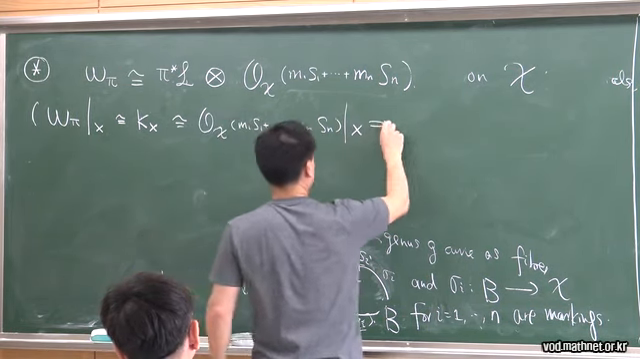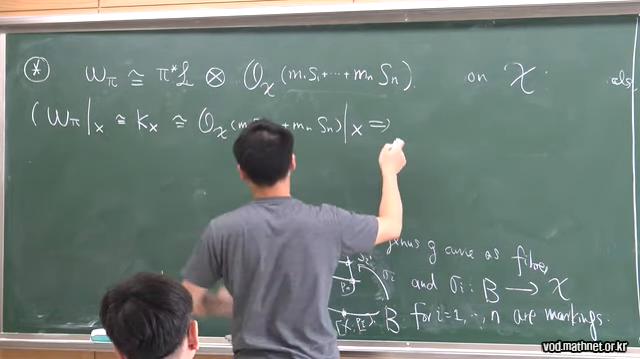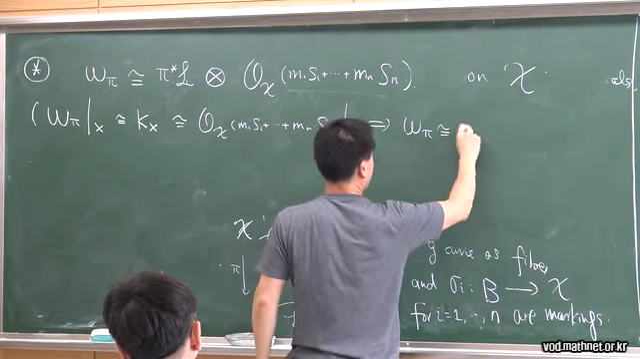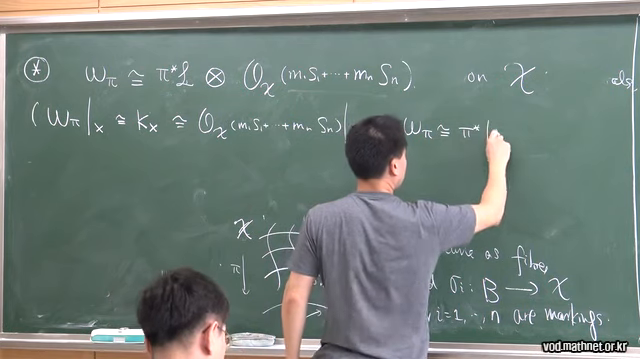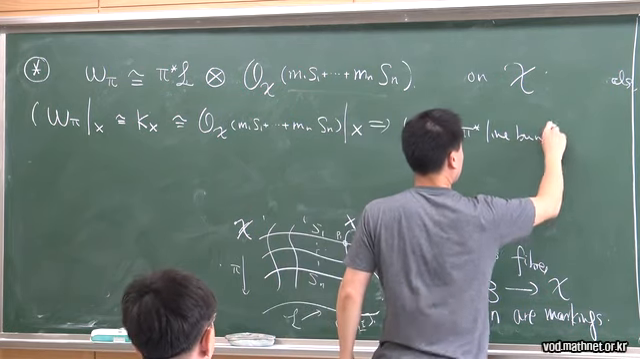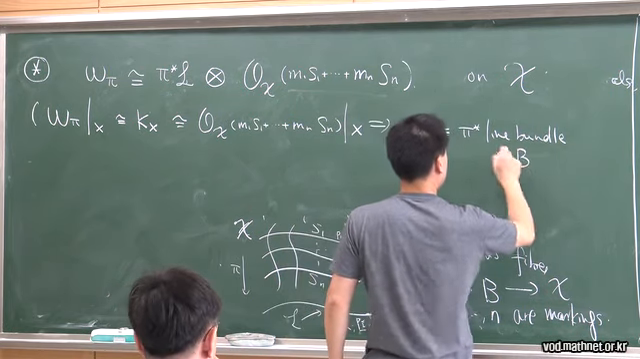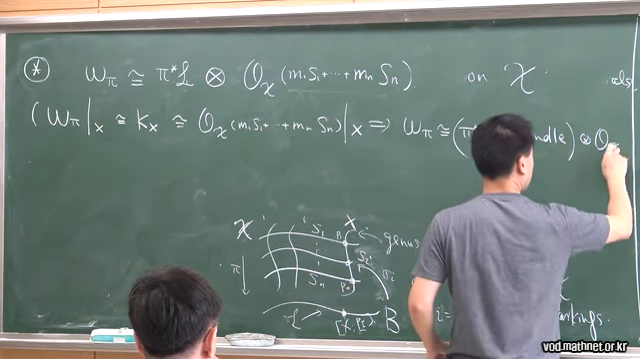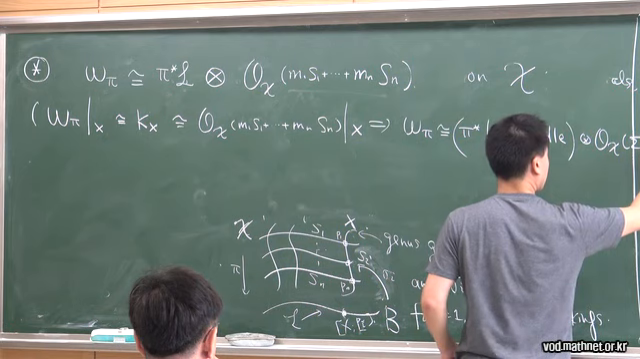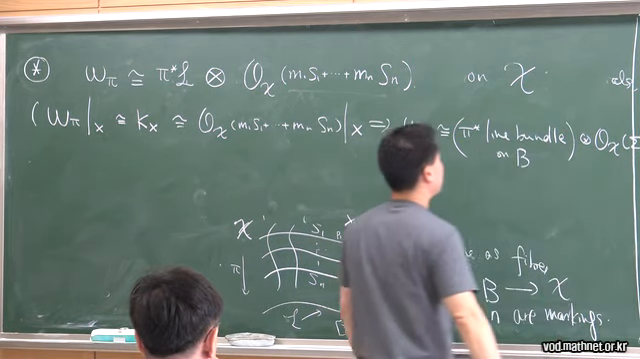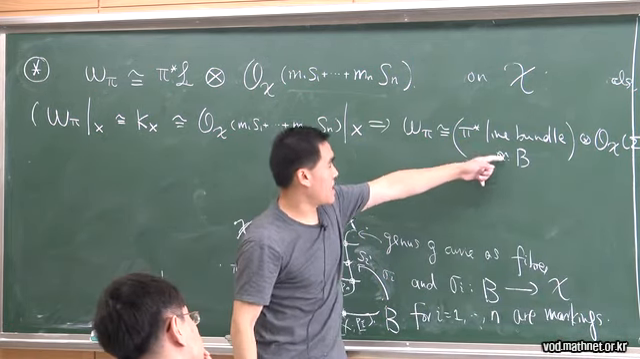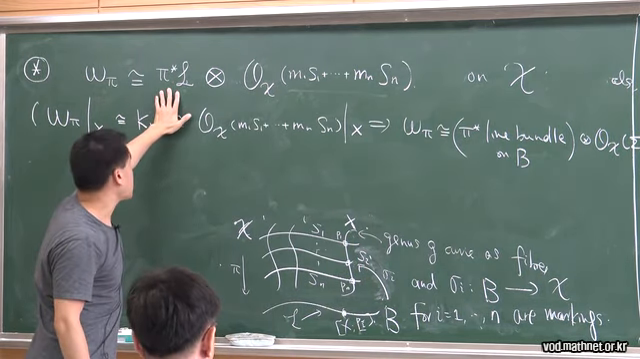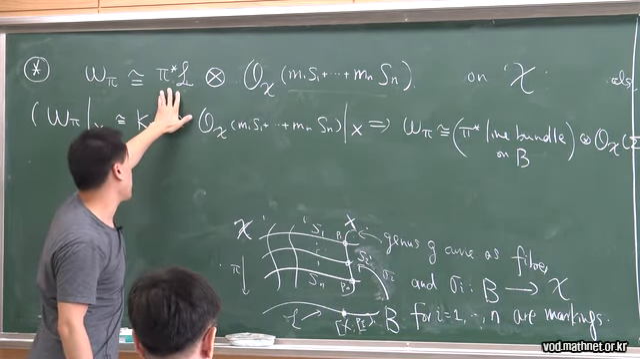That tells us they differ by a line bundle pulled back from the base. Some line bundle, pi pullback of some line bundle on B, tensor the other bundle, O_X of sum m_i s_i. And I claim this pullback line bundle is nothing but the tautological line bundle. That actually is not hard to see. Let me provide another way to tell you.